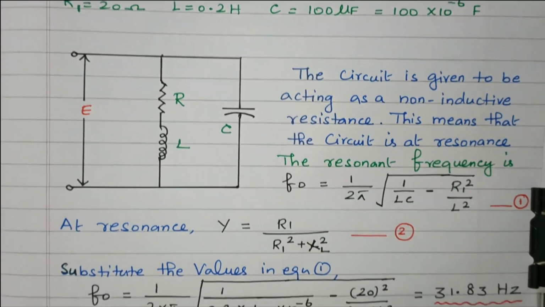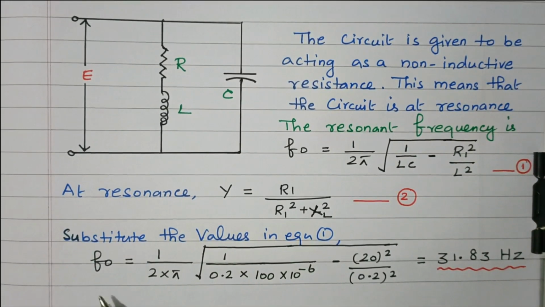Now substitute the values. In equation 1, we will substitute the values and find the resonant frequency. 1 divided by 2 into pi square root of 1 divided by L, L is 0.2, into C, C is 100 into 10 to the power minus 6, minus R1 square, 20 ohm, divided by L square, 0.2 square. So while simplifying we got 31.83 Hz. The resonant frequency is 31.83 Hz. So the condition given is non-inductive resistance, so that means the circuit is at resonance.